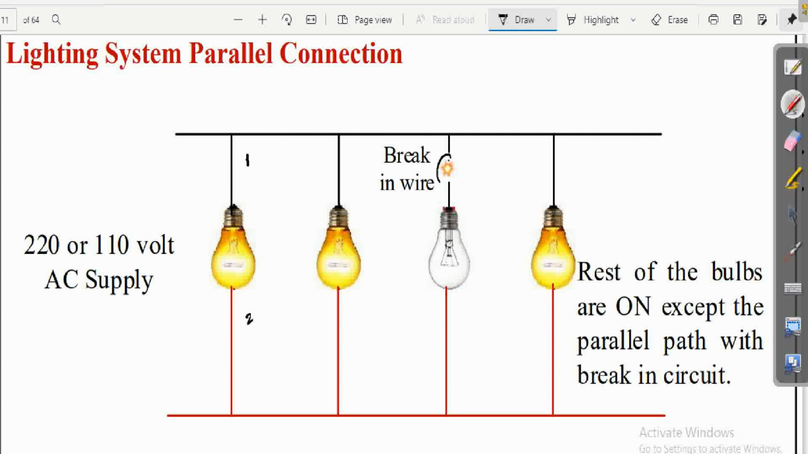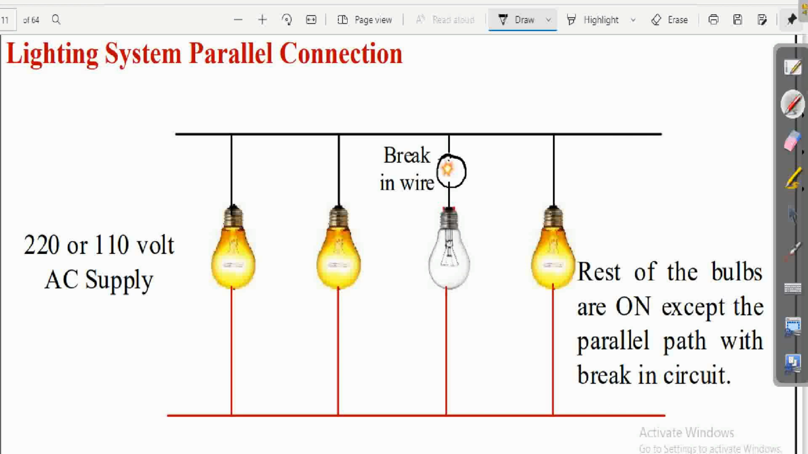If there is a break in the wire, then what happens to the other bulbs? Is there any effect of this break on the other bulbs? No, no effect. Only the respective bulb goes off and the remaining bulbs glow. So this is called a parallel connection. What is the advantage of a parallel connection? Where there is a fault, only that respective branch gets affected, and the other branches run smoothly.